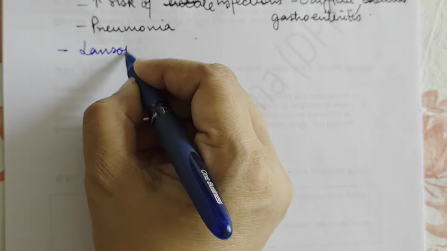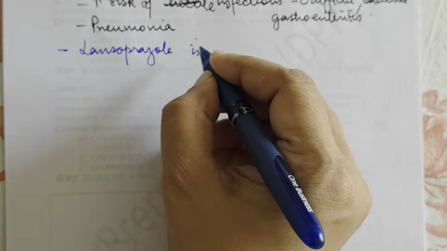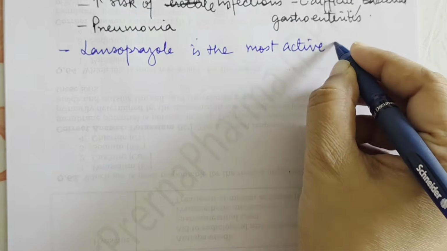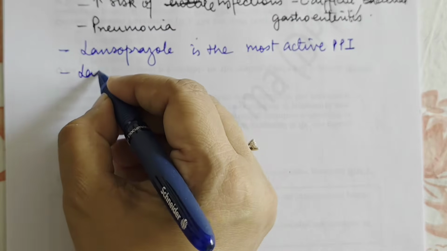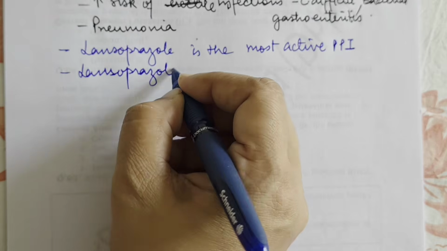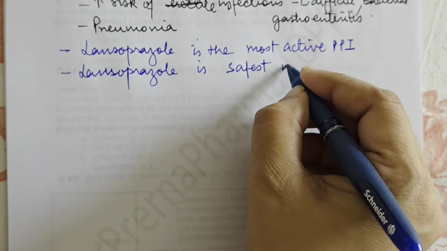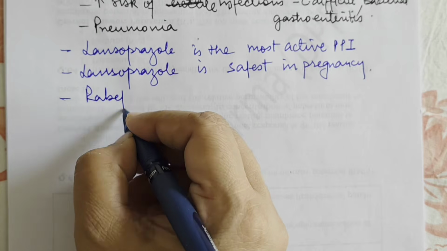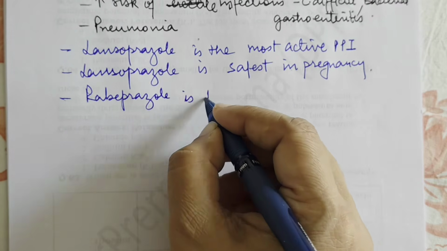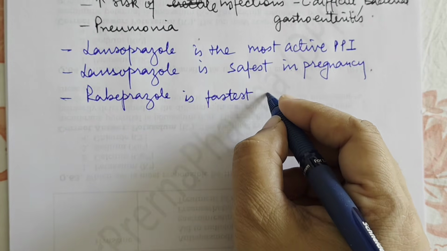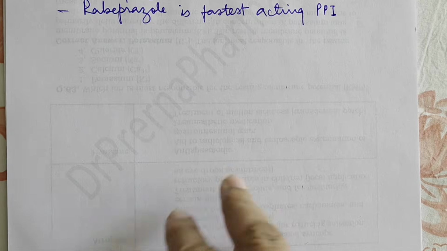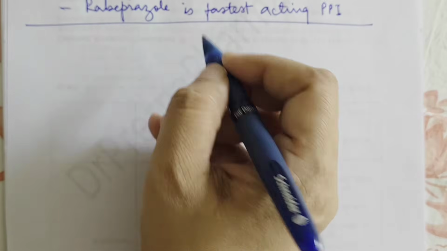Now next we have another 2-3 points about this. Lansoprazole is the most active proton pump inhibitor. Then lansoprazole is also safest in pregnancy. Rabeprazole is the fastest acting proton pump inhibitor, and I have already told you that rabeprazole has minimum interactions. So these are some important points related to proton pump inhibitors.